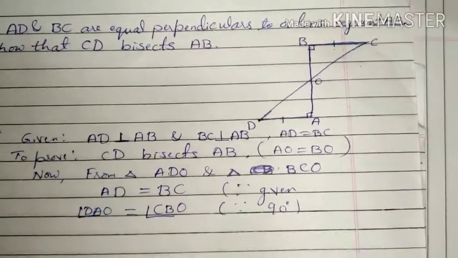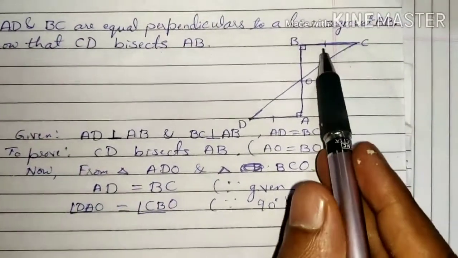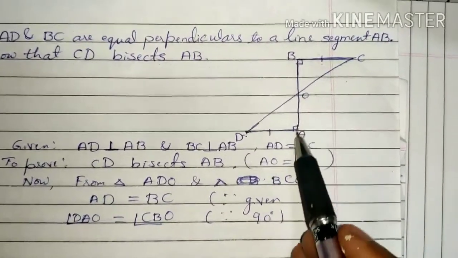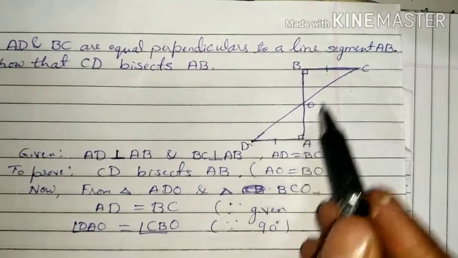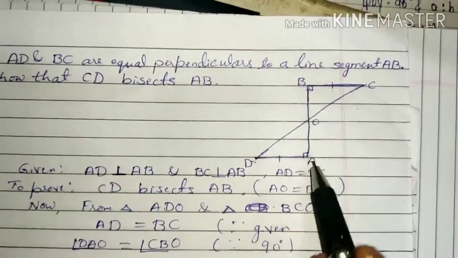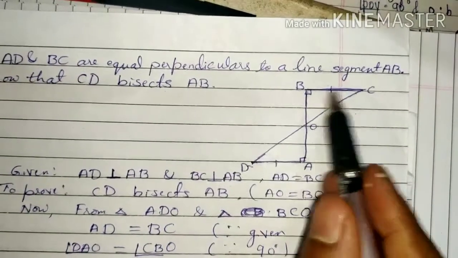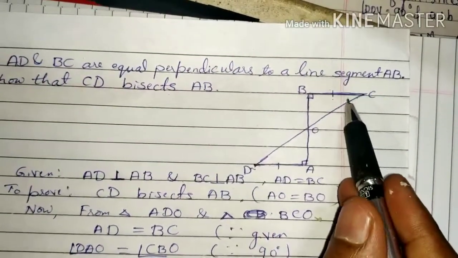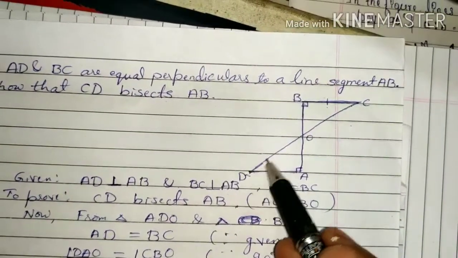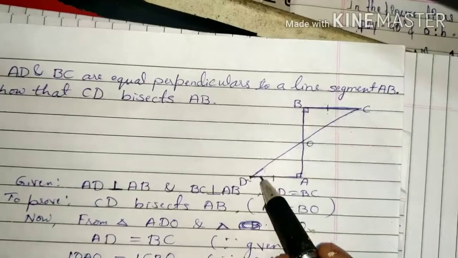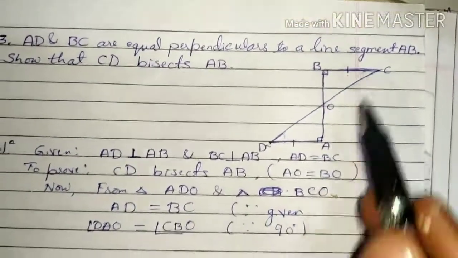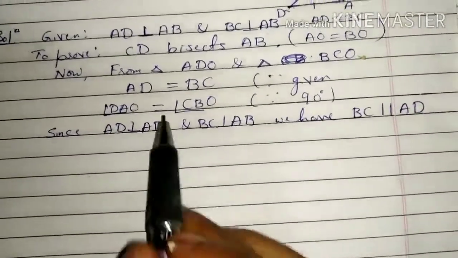Okay, also from the figure you can see that BC is perpendicular to AB as well as DA is perpendicular to AB. So therefore AD must be parallel to BC. Okay, so these two are perpendicular to the same line, so therefore they must be parallel to each other. If they are parallel, then these two angles are alternate angles, okay, with respect to transversal. So this angle and this angle will be equal because alternate angle. That we will write here.